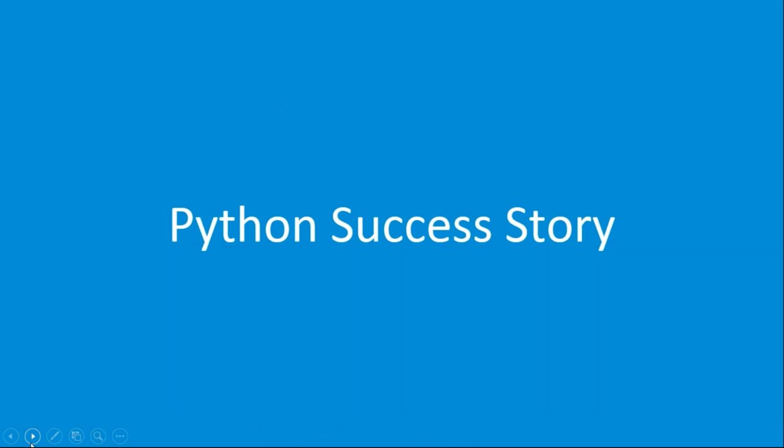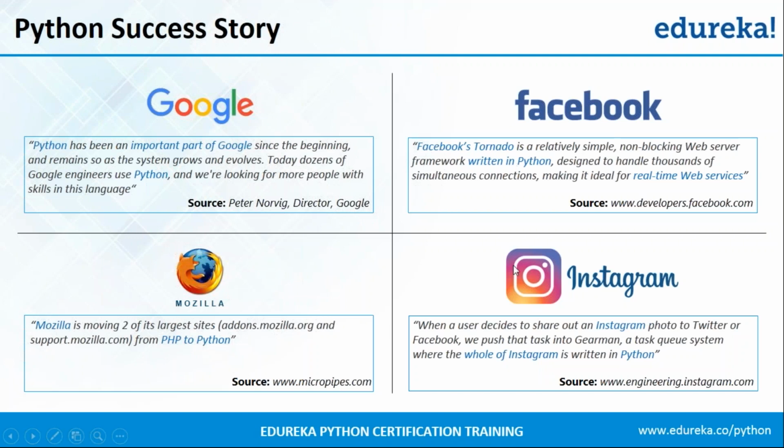Now, since a lot of people are using Python, let us take a look at the success stories. There's Google, Facebook, Instagram, Mozilla. Google is saying that Python has been an important part of Google since the beginning, and the director of Google, Peter Norvig, says that Python has been an important part of Google since the beginning and remains so as the system grows and evolves. Today dozens of Google engineers use Python and we're looking for more people with skills in this language.